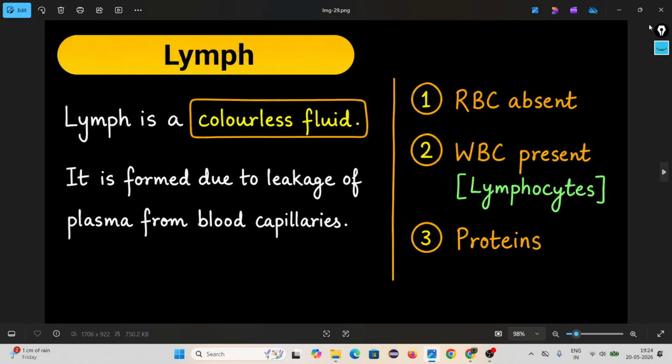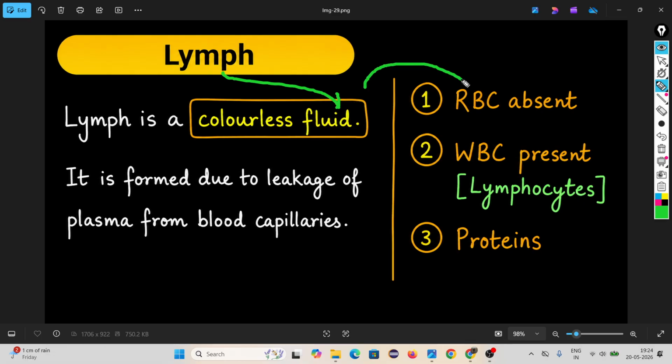What do you mean by lymph? Lymph is a colorless fluid. Why is it colorless? Because RBC is absent. In blood, RBC is present, that's why the blood color is red. But in lymph there is no color, that's why it is colorless.